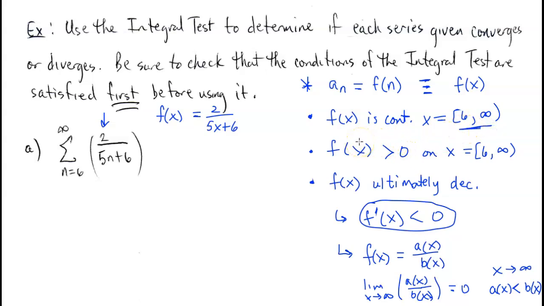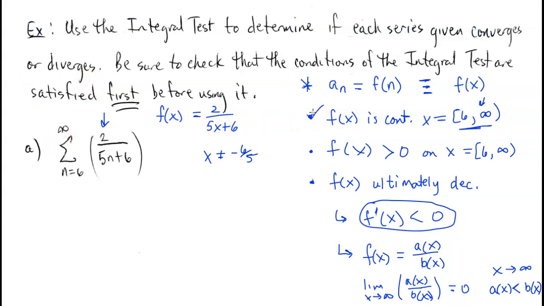Well, the answer to that is yes, because we know that the only place where a rational function will not be continuous is where its denominator is going to be 0. And of course, if I set 5x plus 6 equal to 0, I would get that x is negative 6/5, and that is the only x value where this function is not continuous. And of course, negative 6/5 is not in this interval here, so we're good with this one.